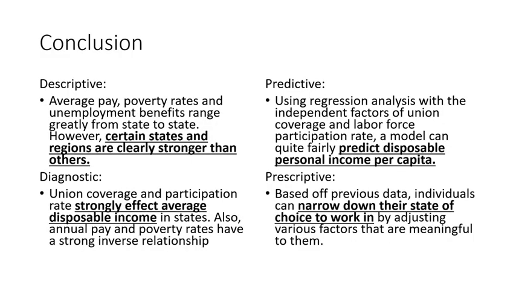In conclusion, our analysis has uncovered several important results. First, we see that while income and employment statistics vary greatly among states, there are certain regions that clearly outperform others. Second, we discovered that union coverage and participation rate strongly affect average disposable income across the states. Building on this fact, we thirdly found that these two values could be used to build a predictive model to predict income level per capita. Fourth, we created a prescriptive dashboard that allows individuals to narrow down options of states to work in based off various income and employment factors of interest to them.